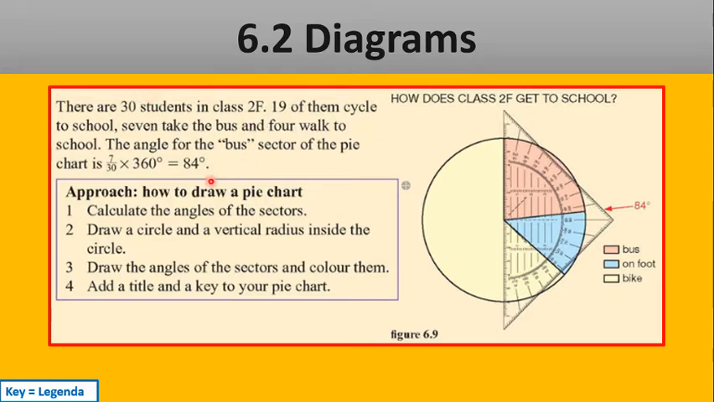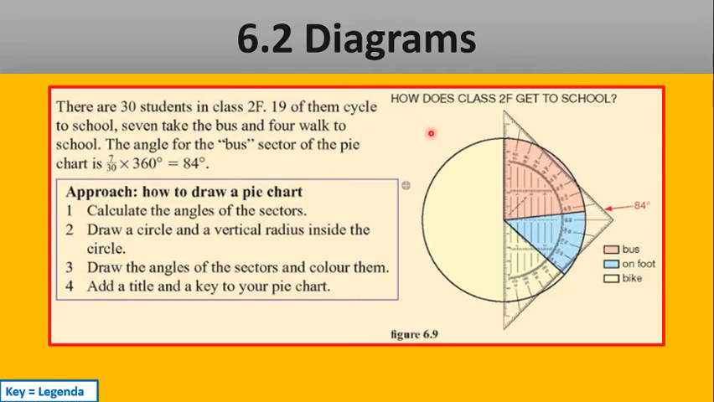So, if you want to know what angle corresponds to the bus sector of the pie, it's going to be those 7 divided by the total times 360 degrees, because we're talking about the whole circle. It's giving you 84 degrees. And you can do that for the other 2 as well. And together they add up to 100% again.